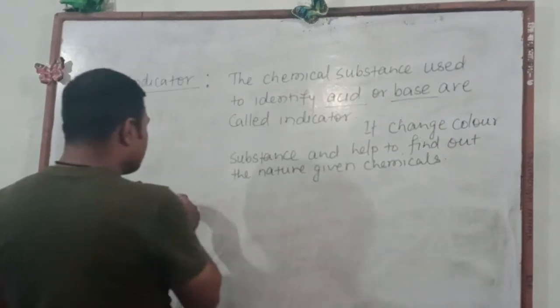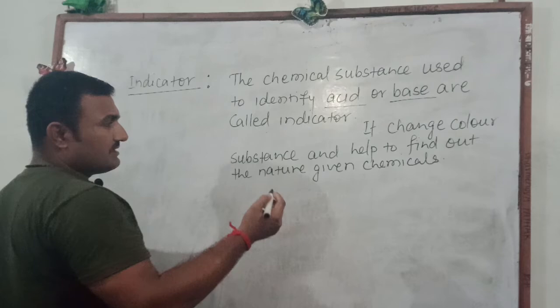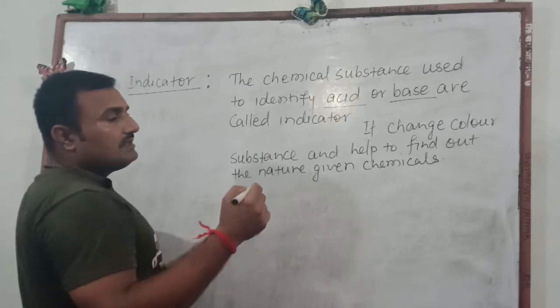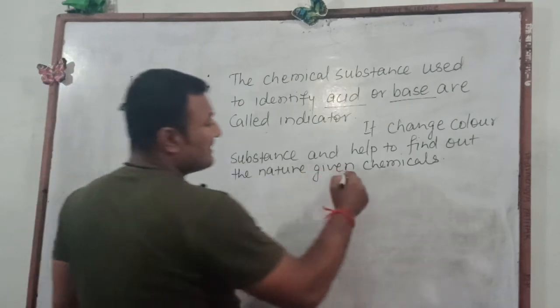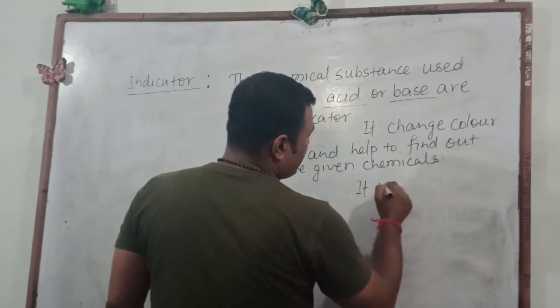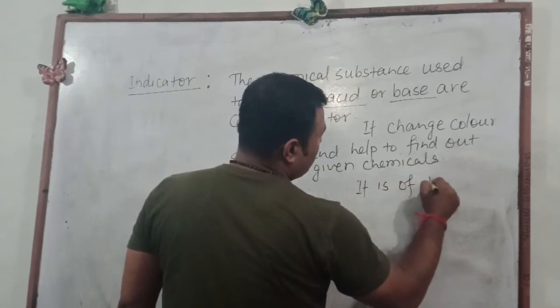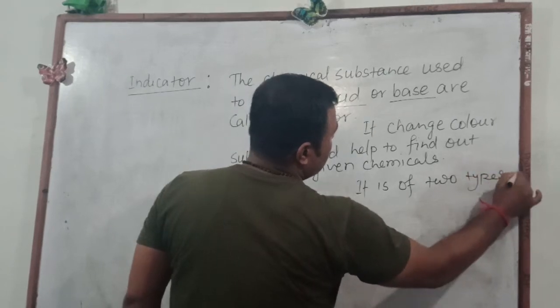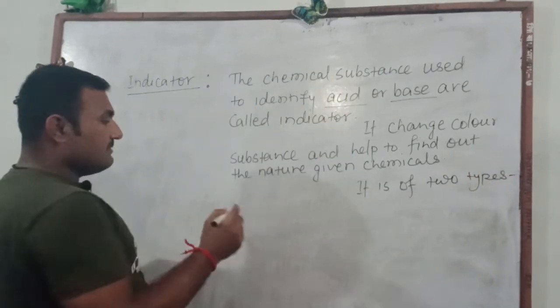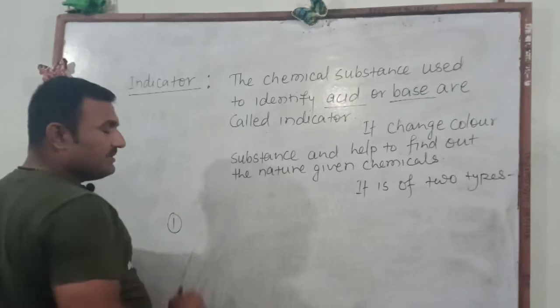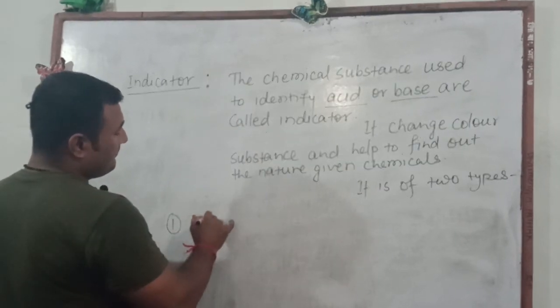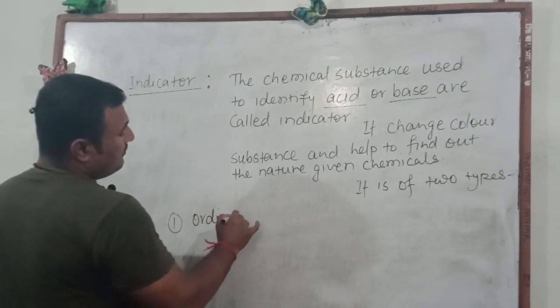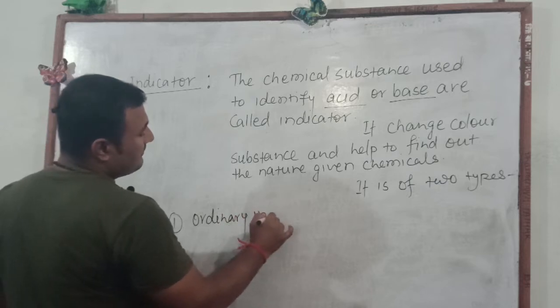And here we describe some indicators, and before that, types of indicator. Mainly indicators are classified into two types. The first type of indicator is the ordinary indicator.